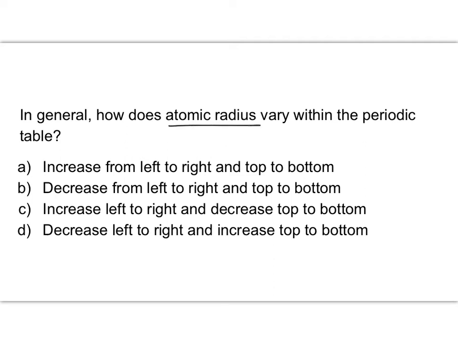Atomic radius. Okay, if you're looking at the periodic table, atomic radius increases, gets bigger as you go top to bottom, and increases as you go right to left. So the biggest elements are down here on the bottom left, and the smallest ones are on the top right. Okay, so we need one that says it increases from top to bottom.